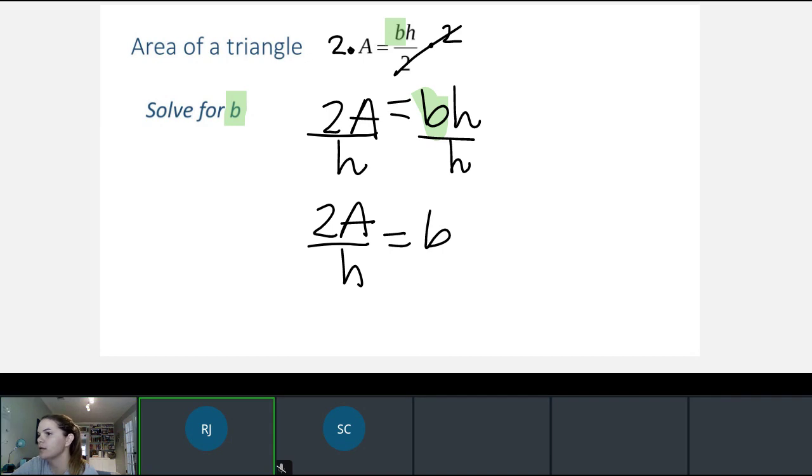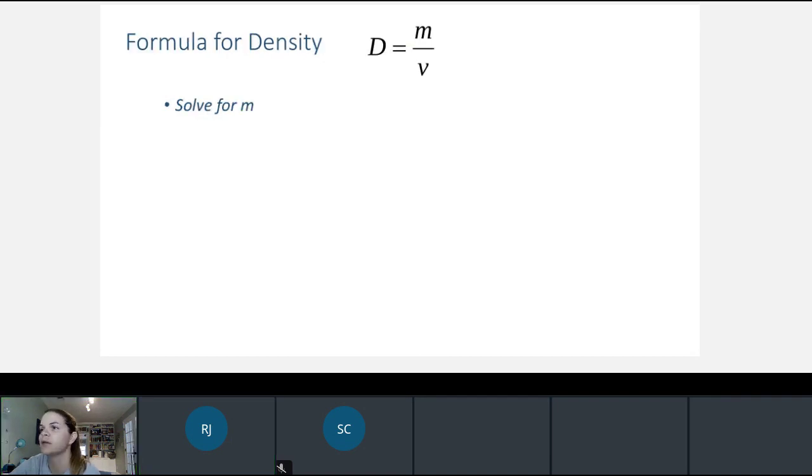Okay, let's try another one. So this one, we're going to solve for m. So here's m. We have d. I want m by itself. So what's happening to m? It's being divided by v. So what should I do? How do I undo that?